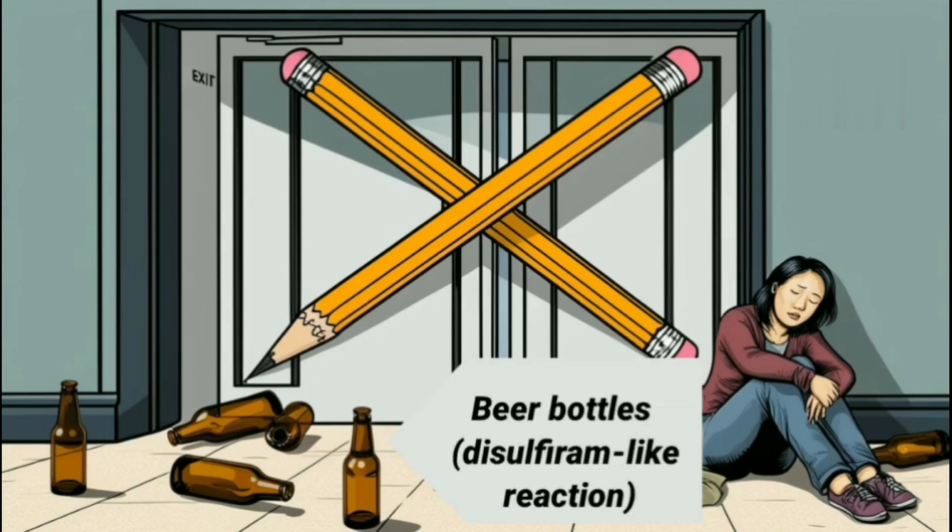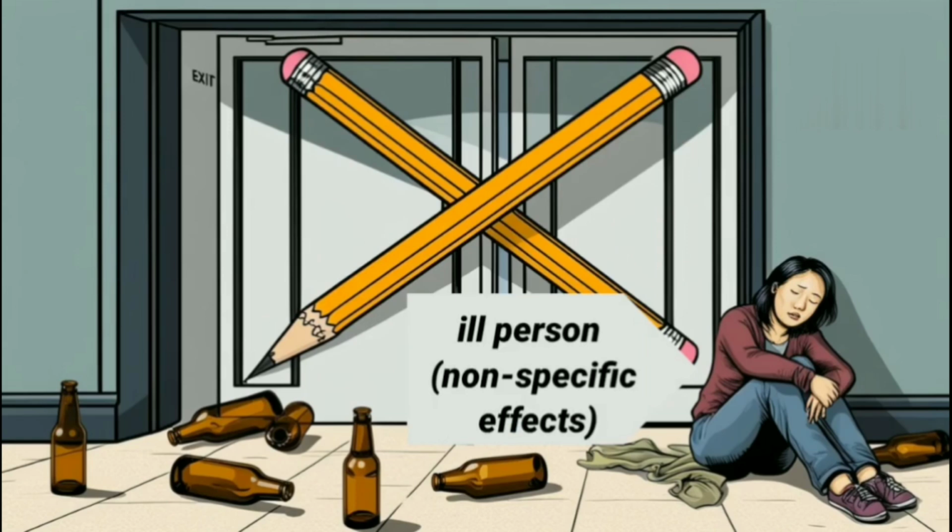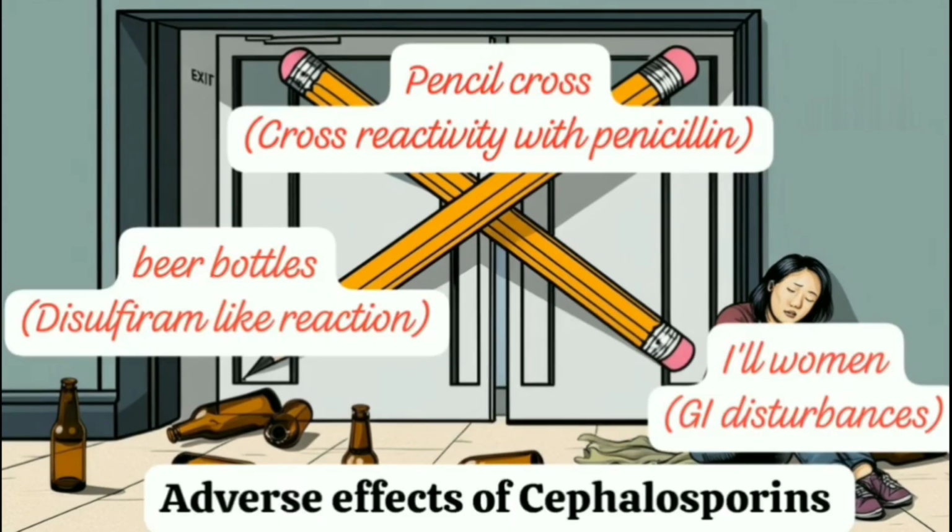Scattered on the ground near the gate are empty beer bottles, representing the disulfiram-like reaction that occurs when alcohol is consumed with certain cephalosporins. This reaction manifests as flushing, nausea, vomiting, and tachycardia. Leaning against the exit door is an ill, intoxicated individual, visibly nauseous and vomiting, with a rash on their skin. This individual symbolizes the nonspecific side effects of cephalosporins, such as gastrointestinal disturbances, nausea, vomiting, diarrhea, and hypersensitivity reactions.